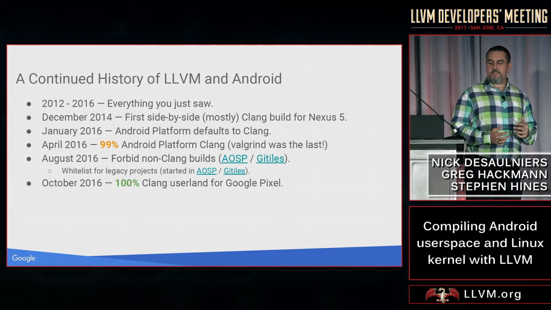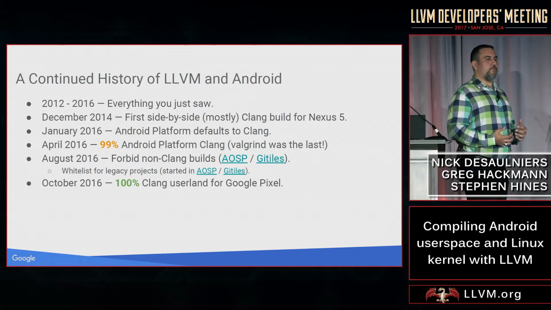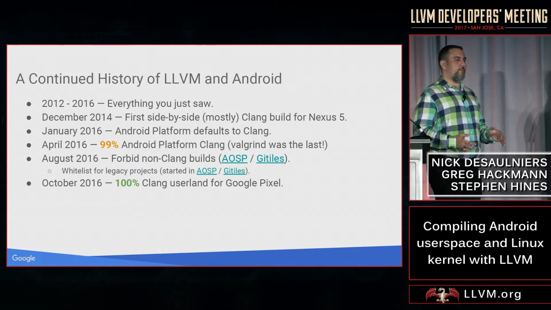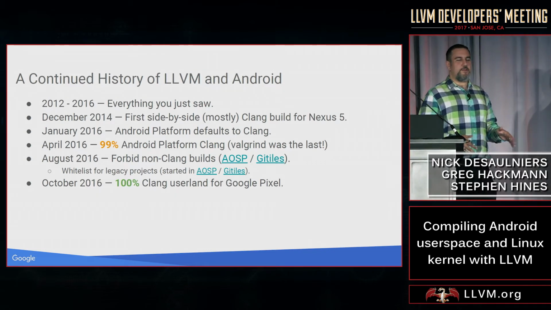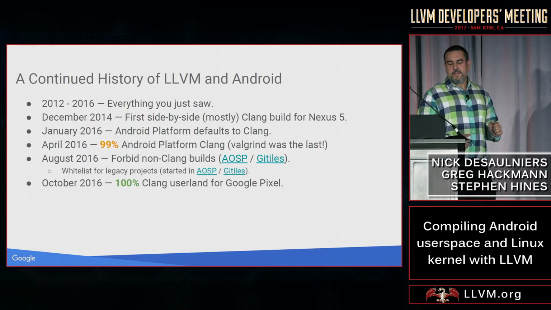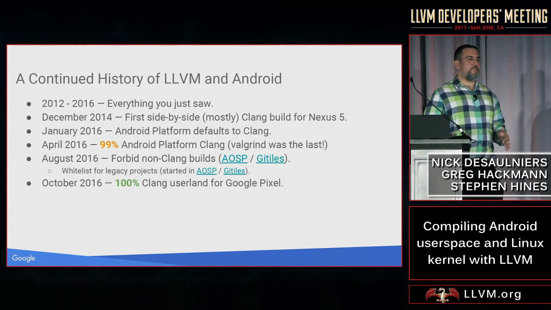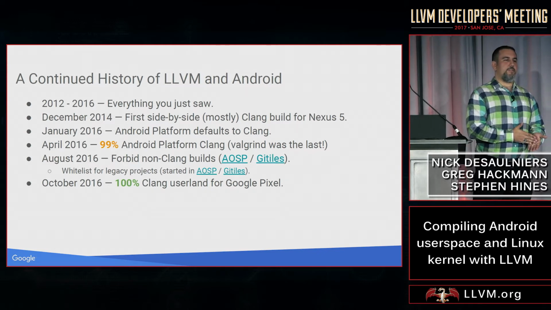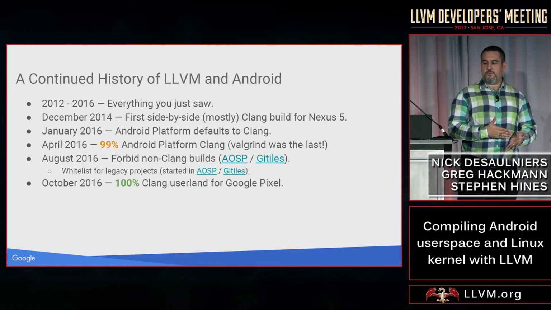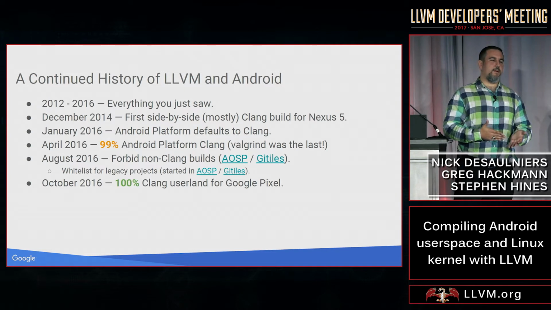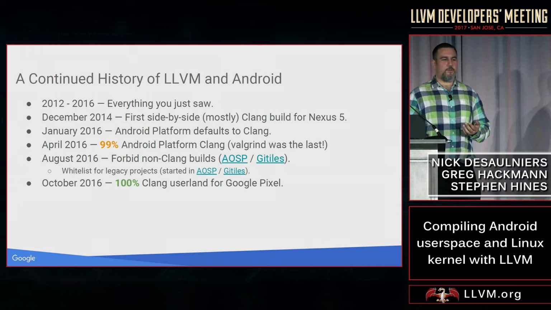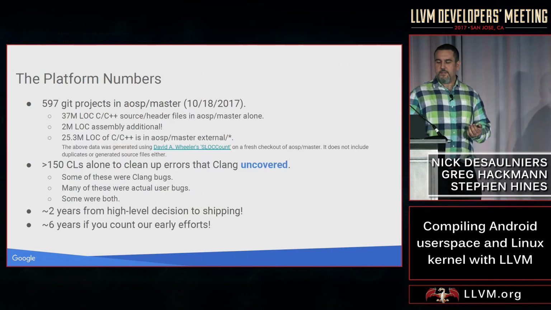In August of 2016, we actually started forbidding people from adding new projects to set local Clang equals false because people would say, oh, here's a quick, convenient way to be productive. Let's just turn this off because I don't want to satisfy their warnings as well. And finally, by October 2016, so this is literally a year ago, we shipped the first 100% Clang userland on Google Pixel. So this was sort of a more or less quiet thing. Our team sort of knew about this, but now we're basically a year later and still continuing that nice 100% userland.